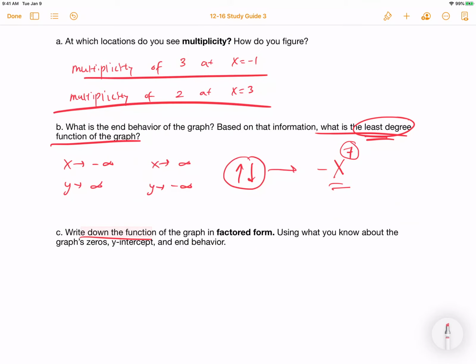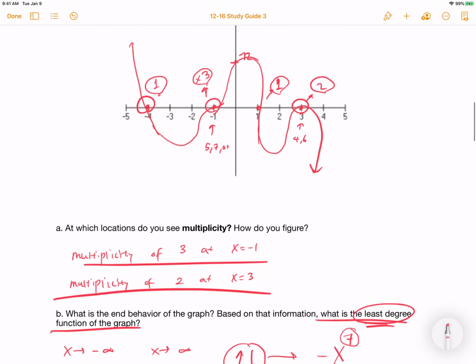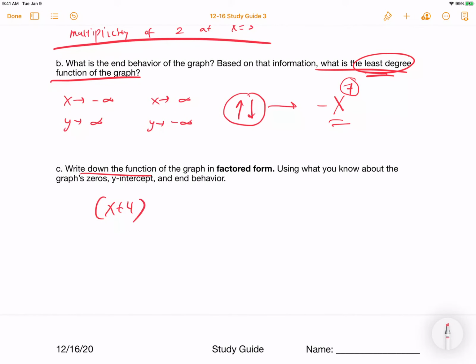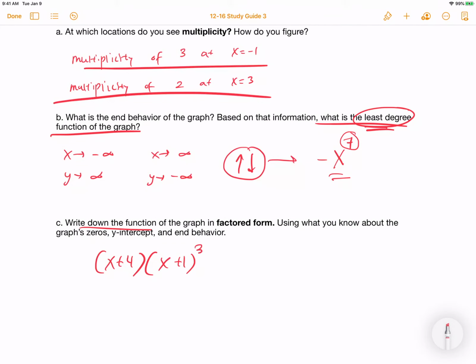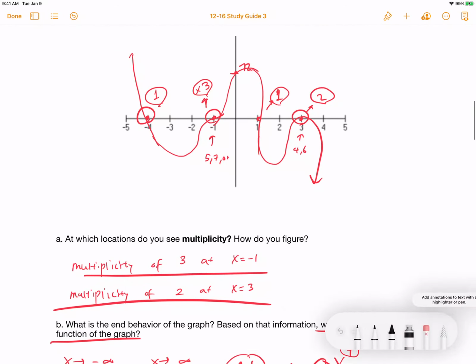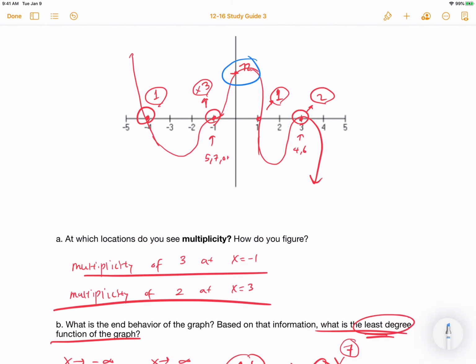Write down the function in a factor format. Okay, well, if I take all the zeros from above, we should be able to get x plus 4 as one of my zeros, and then x plus 1 cubed because of multiplicity of 3, x minus 3 squared because of multiplicity of 2, x minus 3, and also x minus 1. Right, and then there's a negative sign in the very front of that because of this negative sign and end behavior here. But the last part that I asked you guys to pay attention to, which is the y-intercept at 72.